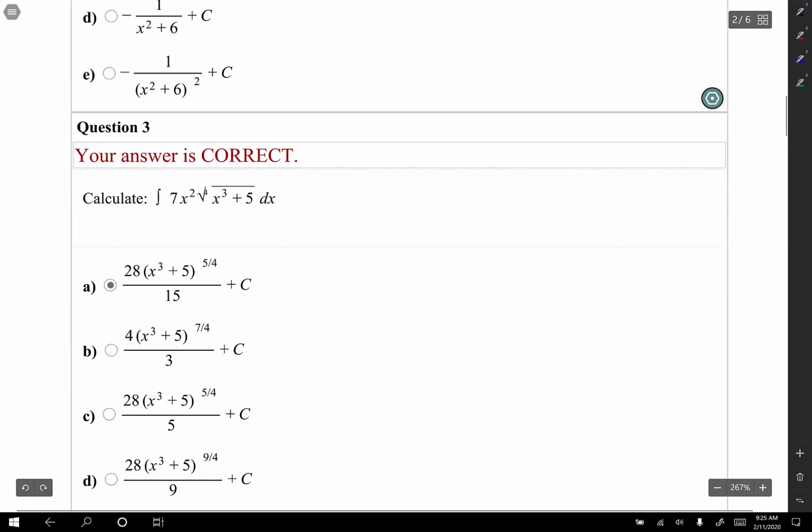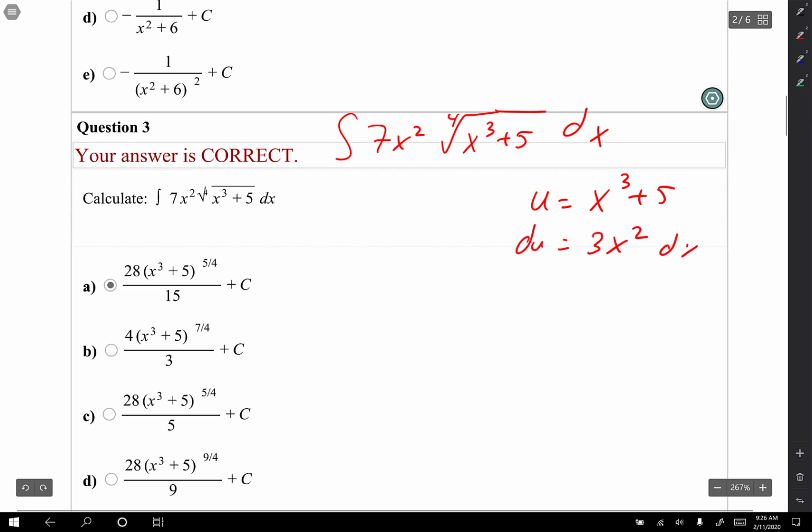I don't know if you can see it, guys, but there's a fourth root there. So it's really 7x squared times the fourth root of x cubed plus 5 with a dx on it. So we're going to say u is equal to x cubed plus 5. So du is equal to 3x squared dx. I'm going to put that 7 on the outside, and I'm going to insert a 3.